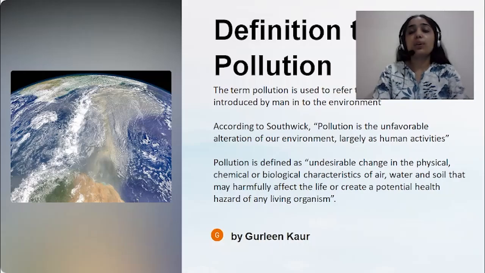Moving forward, pollution is also defined as an undesirable change in the physical, chemical, or biological characteristics of air, water, and soil that may harmfully affect the life or create a potential health hazard of any living organism, which means it's not a desirable change, it's a disastrous, harmful change in the physical, chemical, or biological characteristics of air, water, and soil, which may lead to a harmful impact on the life of living organisms.